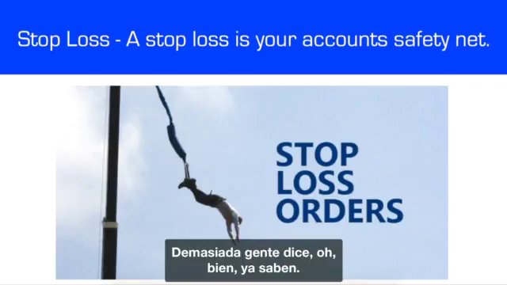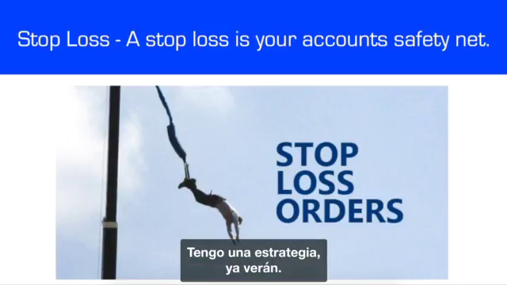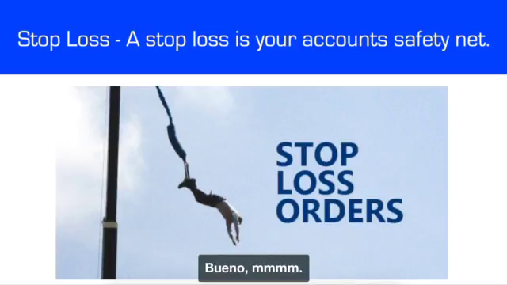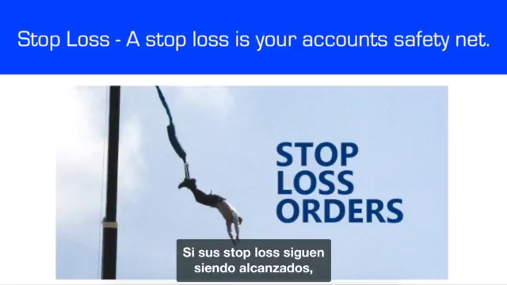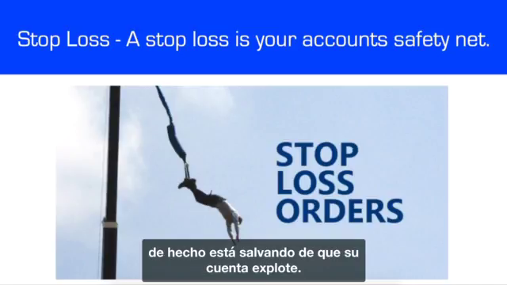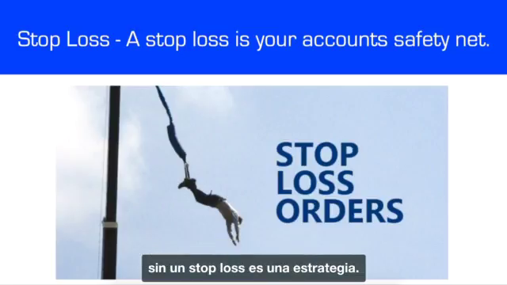Too many people say, oh, well, I don't need a stop loss. I've got a little strategy. You see, whenever I use those stop losses, they just keep getting hit. Well, that's actually a good thing. Maybe you didn't realize that. If your stop loss keeps getting hit, then perhaps you're doing something wrong and you need to change things. But the fact that your account is getting hit by that stop loss is actually saving your account from getting blown. So please don't think that trading without a stop loss is a strategy.